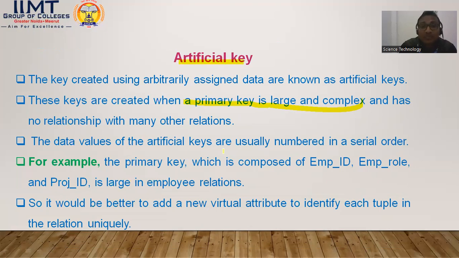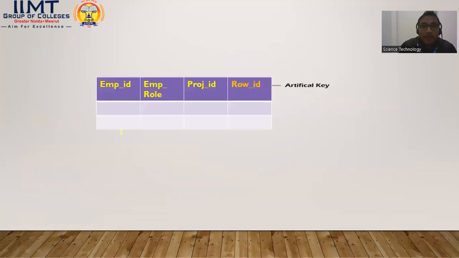The data values of the artificial key are usually numbered in a serial order. Usually हम number use कर लेते हैं इससे easily accessible हो जाए. For example, the primary key which is a composite key. Look at this: employee ID, employee name, employee role number, project ID. We can make one a primary key, and the others candidate keys.